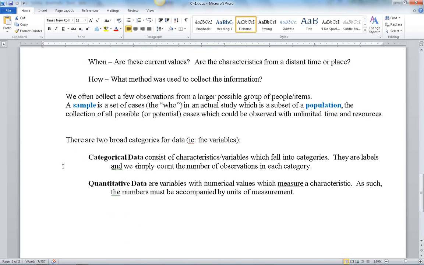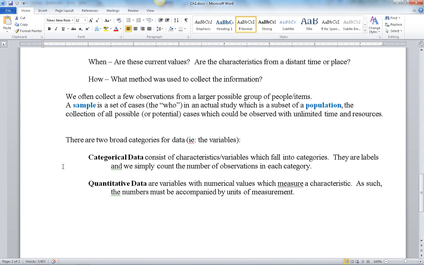Okay, the last thing we're going to cover for this chapter are the two big distinctions in the variables that we can collect. Now, categorical data consist of characteristics or variables which fall into categories. Typically these are labels, and all we're going to do is count how many observations belong in each category.